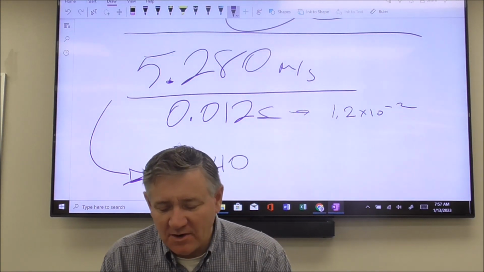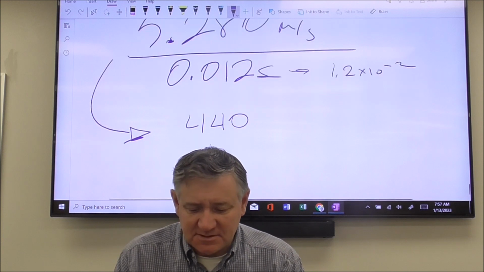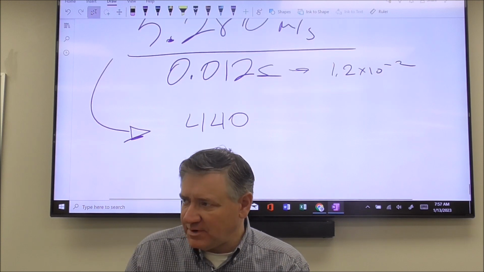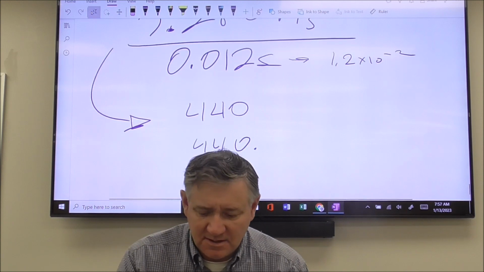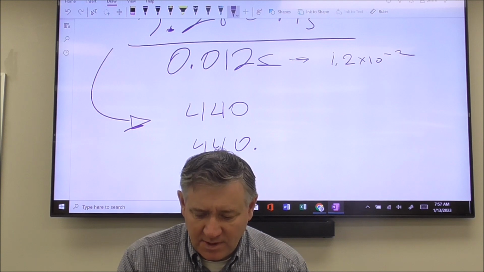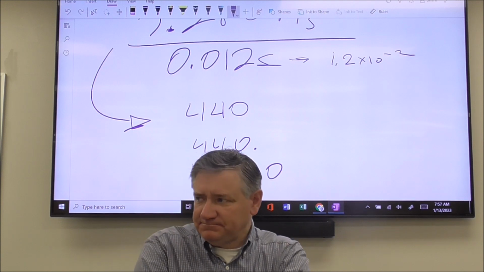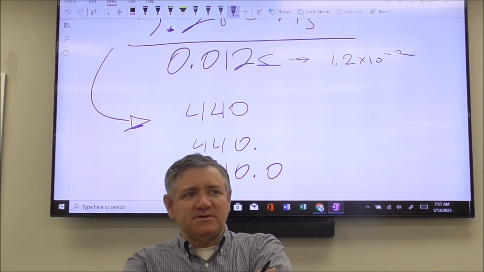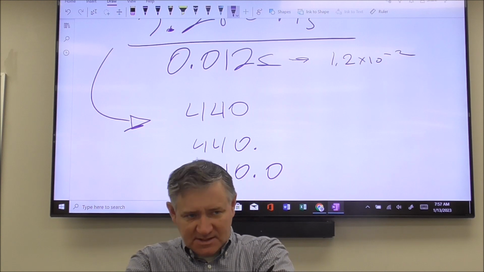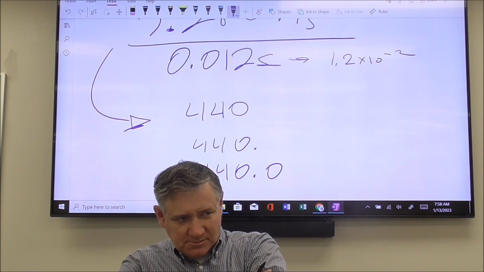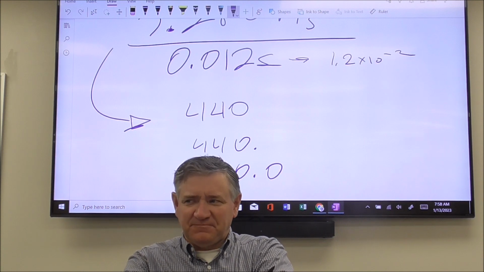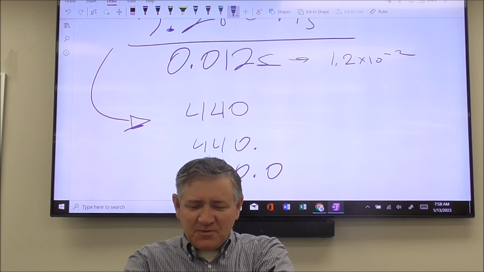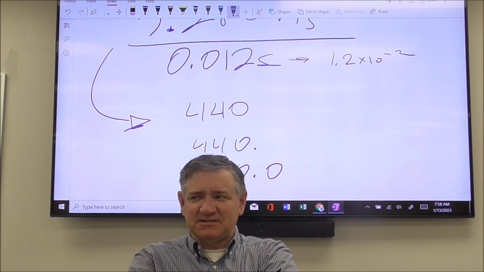All right, so I'm going to give you some options. Option number 1, I put the answer is 440. Option 2, I put 440 with a decimal place. Option 3, I put 440, and then I put a decimal place on the end. Do all 3 of those measurements convey the same amount of significant digits? Izzy, do all 3 of those measurements have the same number of significant digits?